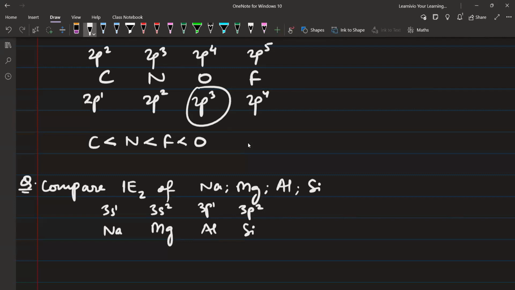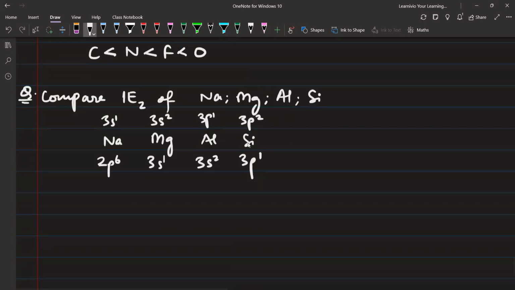When you remove one electron from 3s1, the outermost electronic configuration becomes 2p6, which is a noble gas configuration. Then we have 3s2 and 3p1; if you remove one electron, 3s2 becomes 3s1, and 3p1 becomes 3s2. Now, if I compare, obviously magnesium will have the smallest, followed by, between 3s2 and 3p1, obviously 3p1 will be easier to remove because it's a p electron. That is silicon, and after that aluminium. And the largest will be for sodium.